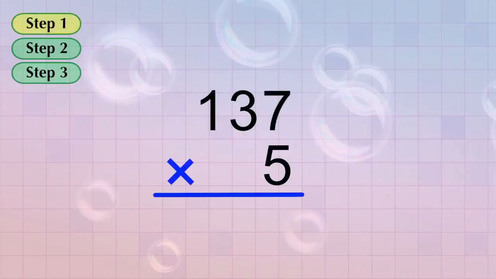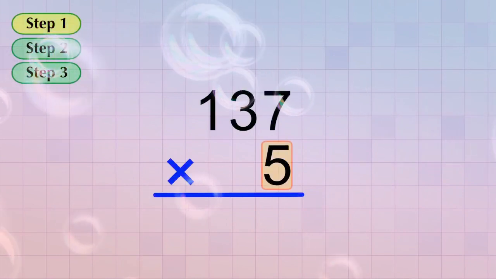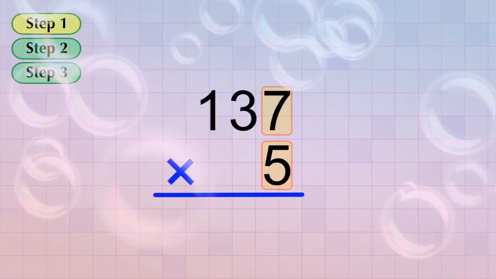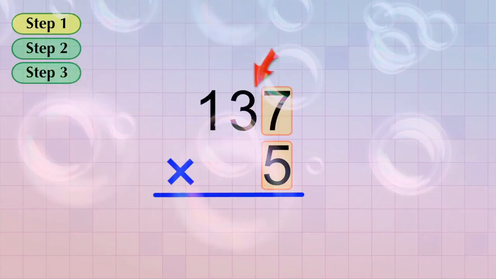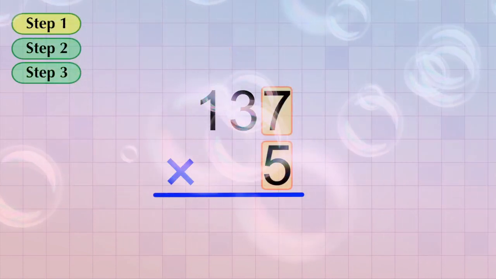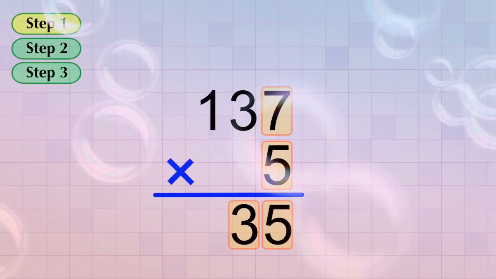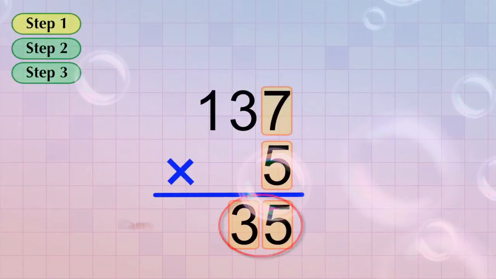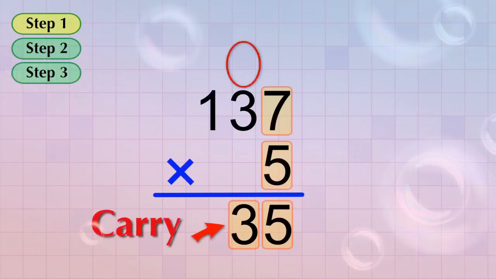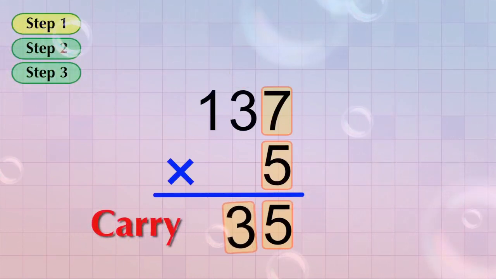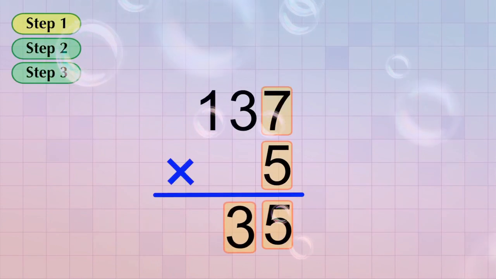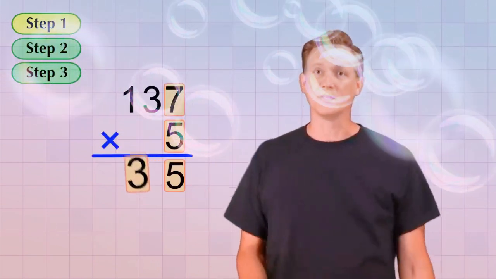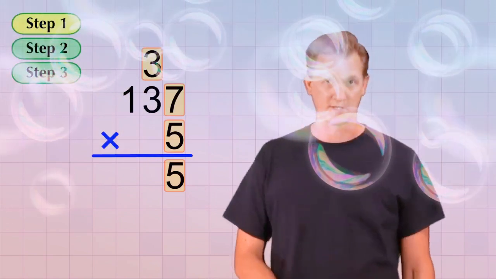For the first step, we multiply the bottom digit, 5, by the digit in the ones place of the top number, which is 7. We always start with the ones place and work our way from right to left. So 5 times 7 gives us 35. Now just like with addition, when we get a 2-digit answer, we have to carry the first digit to the top of the next column, because it'll be in the way of the next answer digit if we don't. So the 5 stays down here in the ones place of the answer, but the 3 gets carried up to the top of the tens place column.